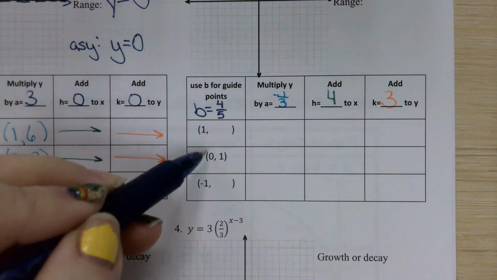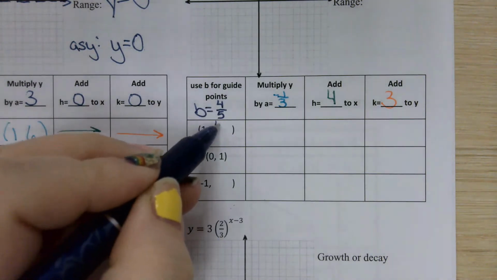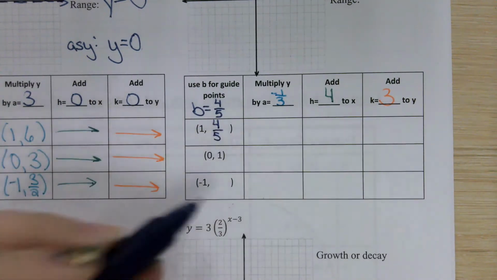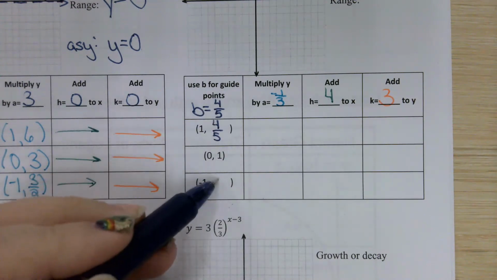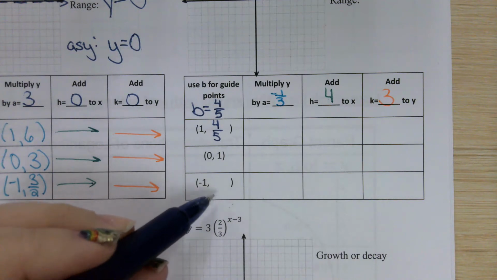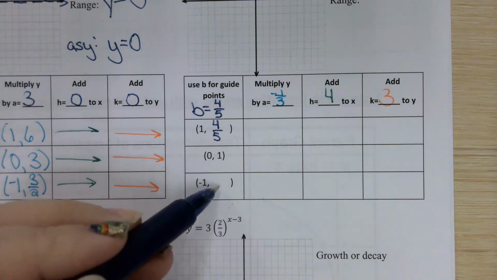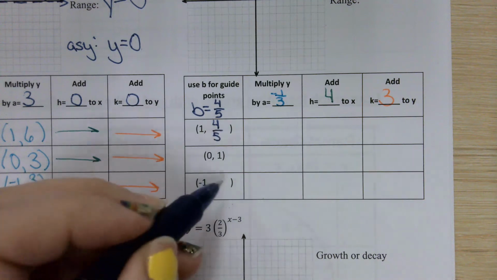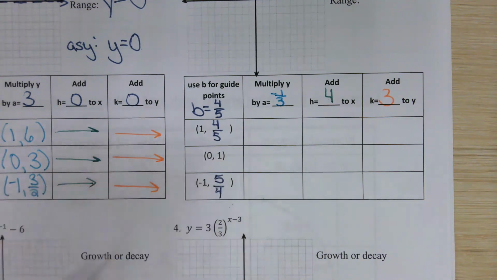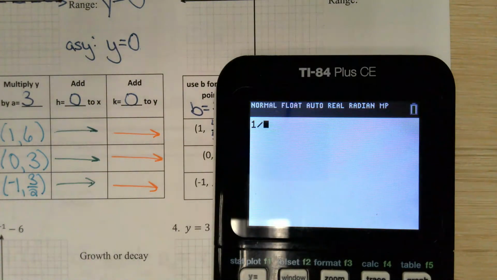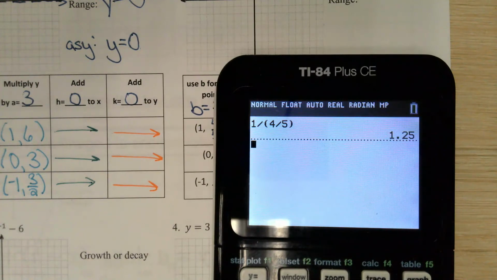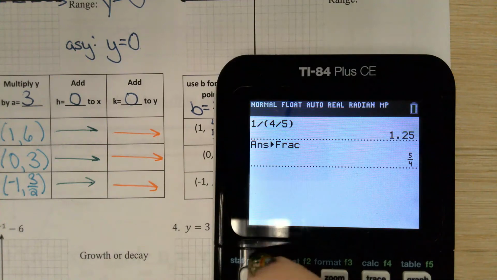We have 1, 0, -1, and then b, 1, and 1 over b. Since b is a fraction, it can get a little confusing to write 1 over 4 over 5. Just know that when we say 1 over, what that's really saying is reciprocal. So this should be 5/4. Now you can always double check that on your calculator by typing in 1 over 4/5 and changing that to a fraction, and you'll get the reciprocal 5/4.